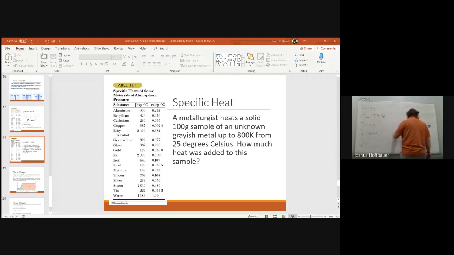Temperature Kelvin is equal to temperature Celsius plus 273. So our Kelvin temperature is going to be 25 plus 273, which is 298 Kelvin. So we're going to plug 298 Kelvin up here instead of 25.